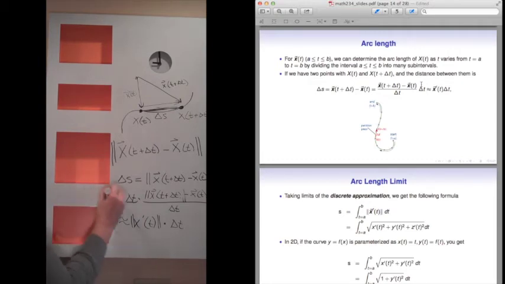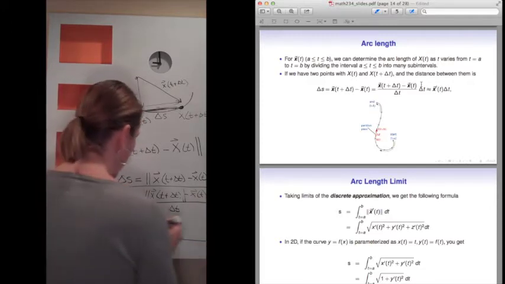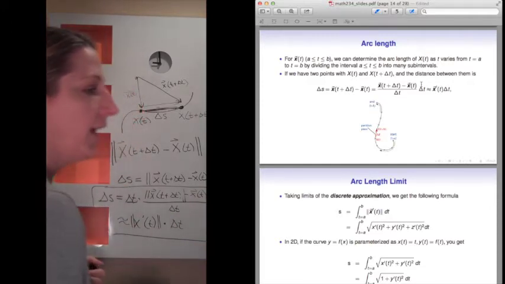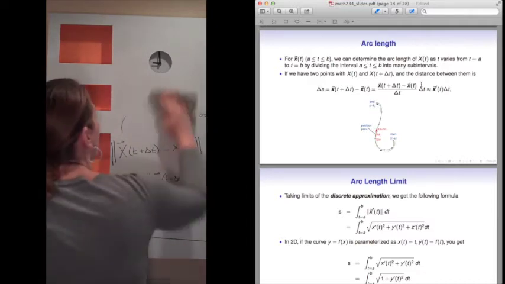Now we're going to expand on this formula here, and we're going to set up some integral equations that show us how to actually calculate this.